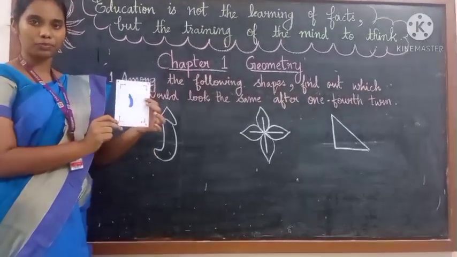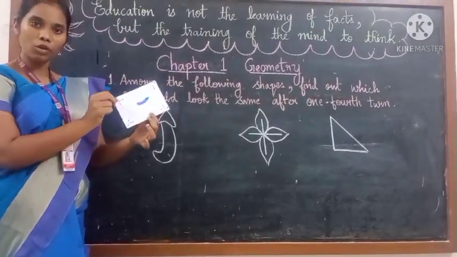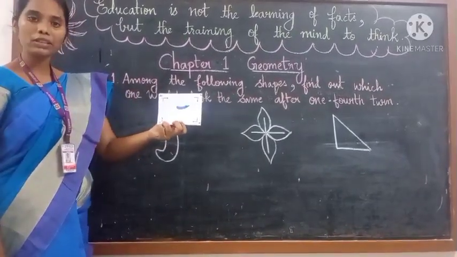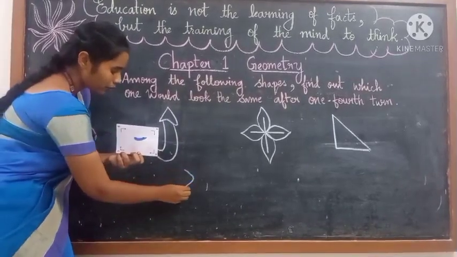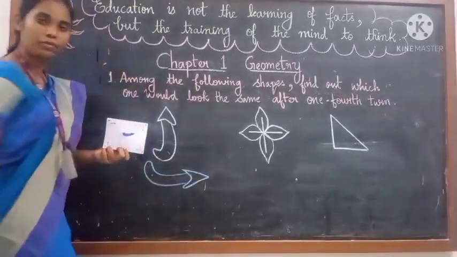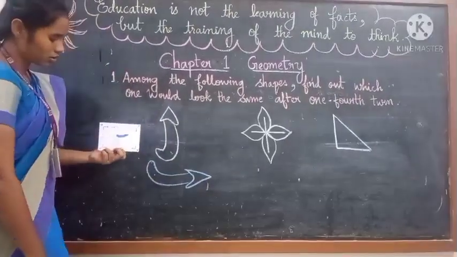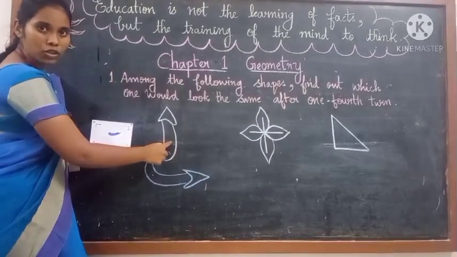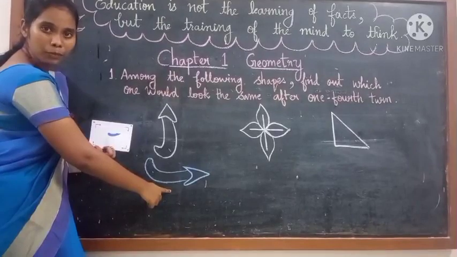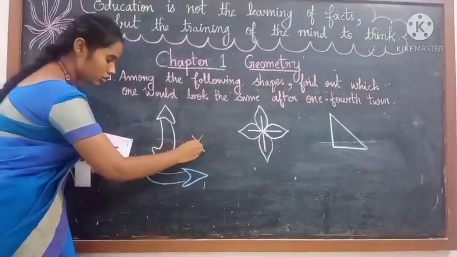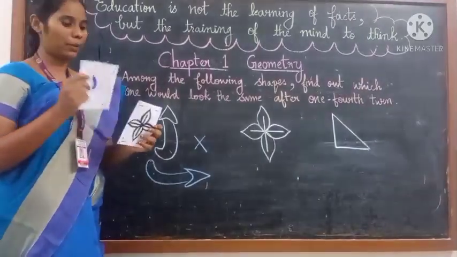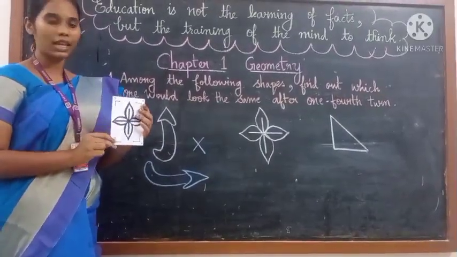See the first picture. We are going to twist the paper clockwise for one time because it is 1/4 turn. How the picture looks? It looks like this. Where the original position shape and 1 by 4th turn shape look same, children? No. So it is not looking same. Now we will go to second picture.